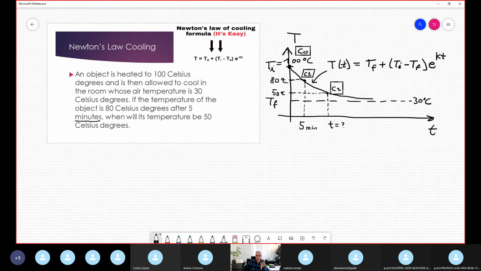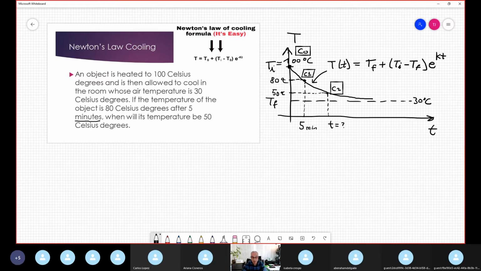You have condition 0, time 0, 100 degrees. In 5 minutes, the temperature decreases to 80, a cooling process. I need to investigate what's going on at 50 Celsius degrees and at what time, of course.